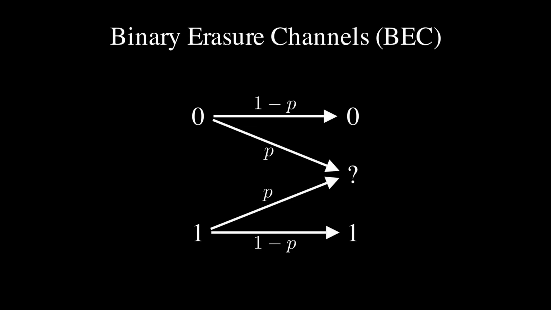Before we dive into our new approach, let's review binary erasure channel. A binary erasure channel is a channel with input 0 or 1 and output 0 or 1 or question mark. A 0 can remain 0 or become a question mark. A 1 can remain 1 or become a question mark. The probability that a bit becomes a question mark is called the erasure probability.